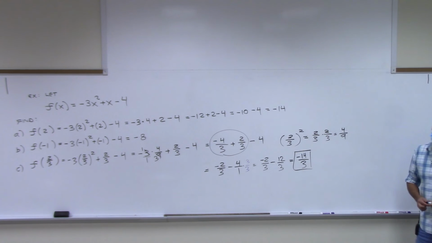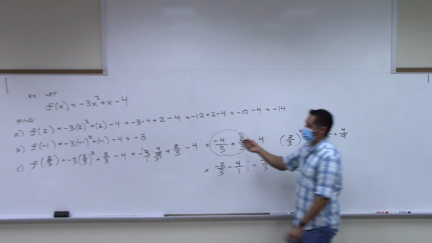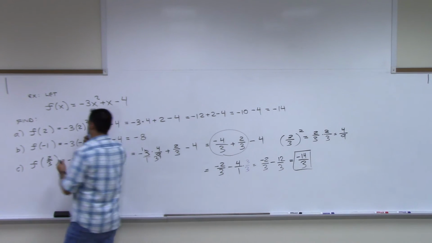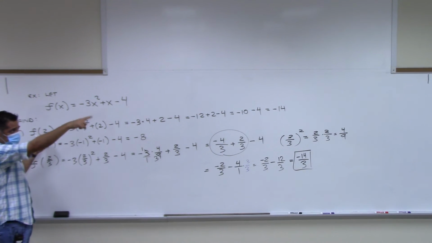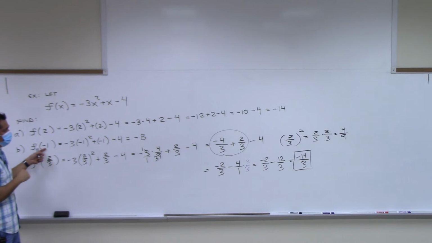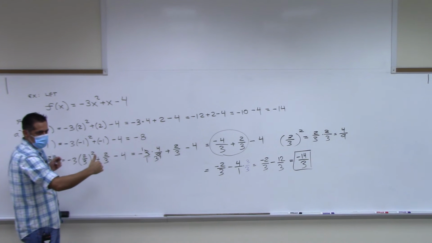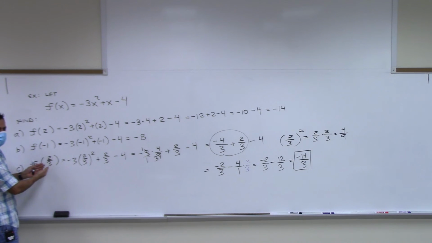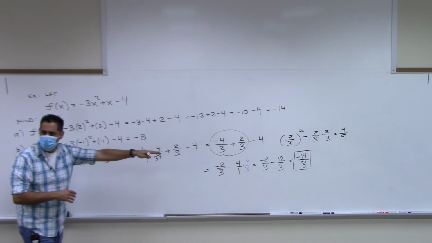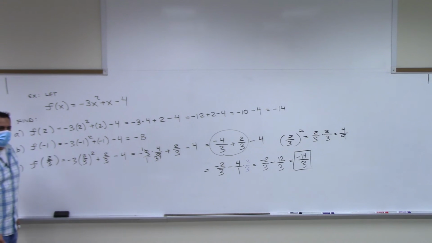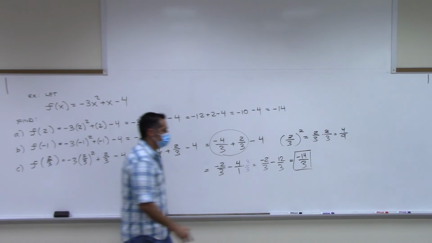Okay, so for this function, right, if you send 2 through it, it spits out -14. If you plug in -1, it spits out -8. At least that's what you all said, yes? And then 2/3 goes through and comes out as -14/3. So that's the machine. That's what the machine is doing.